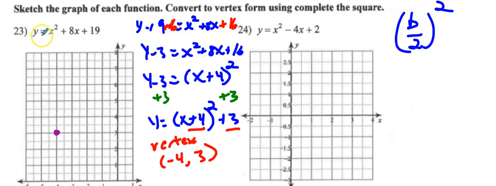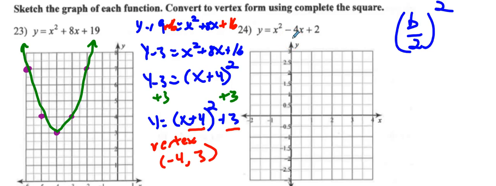Quadratics, unless there's a number in front, they all graph the same, which is over 1, up 1, over 1, up 1, over 2, up 4. 1, 2, 3, 4, and over 2, up 4. And then I can graph that. I know it's going up because my equation's positive, and we already had the points in. Right. That's number 23. You should be able to do the same thing with 24.